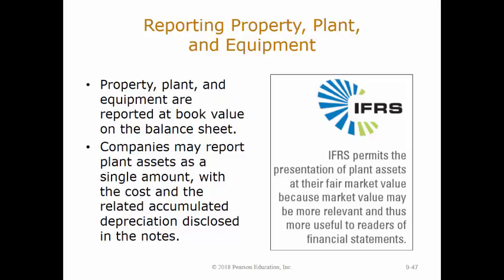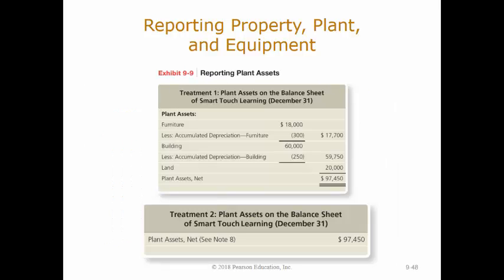Companies may choose to report plant assets as a single amount with a note to the financial statements that provides detailed information, or companies may provide detailed information on the face of the financial statement. The cost of the asset and the related accumulated depreciation should be disclosed. Exhibit 9.9 shows the 2 alternative reporting treatments for plant assets.